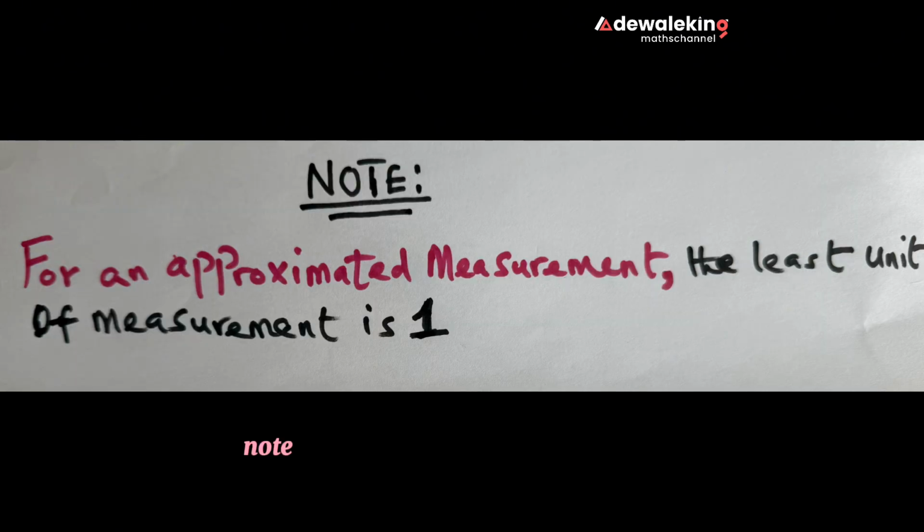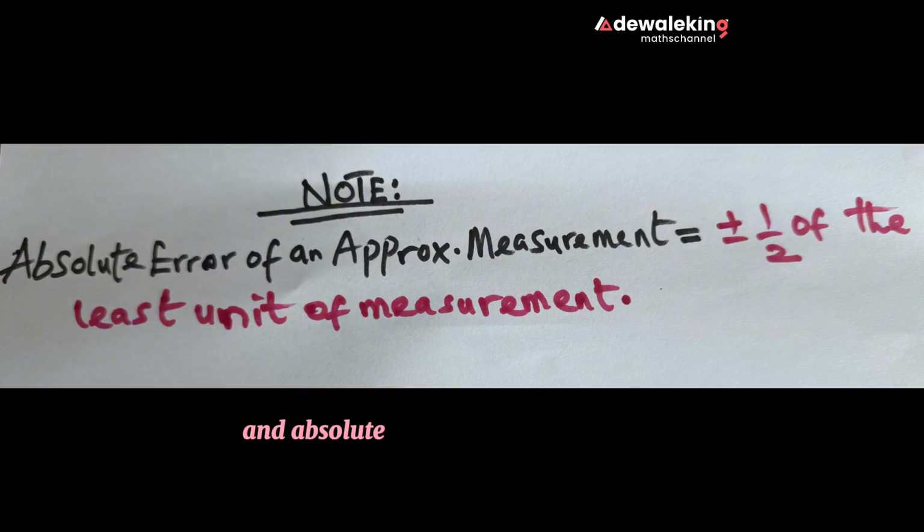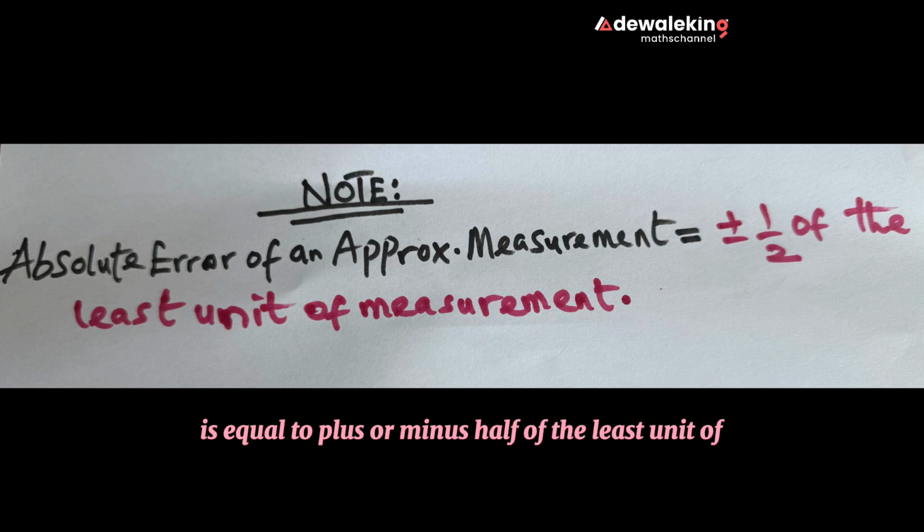Note, for an approximated measurement, the least unit of measurement is 1, and the absolute error of an approximated measurement is equal to plus or minus half of the least unit of measurement.